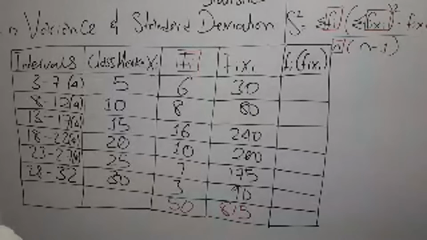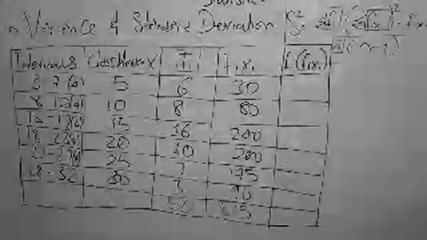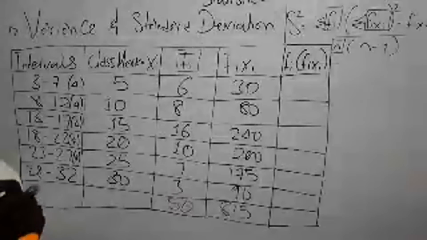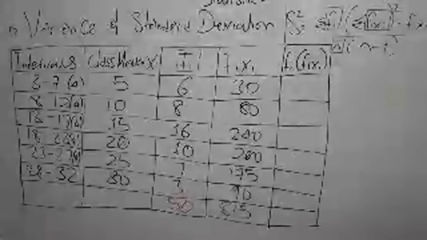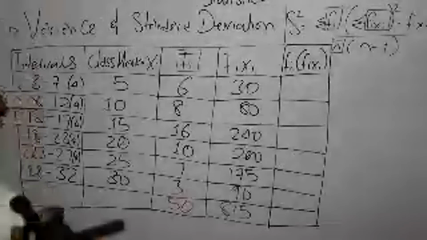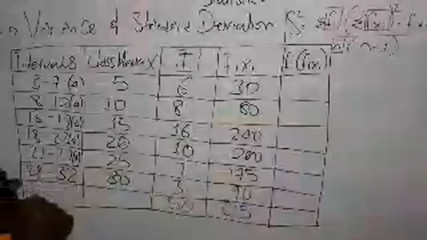Are we together? Wonderful. So this is what we work with. We're not going to acknowledge this now. Sure, we will, as we progress in the course of this class. So for this, we're having fi multiplied by fixi, and from that we're having 180.